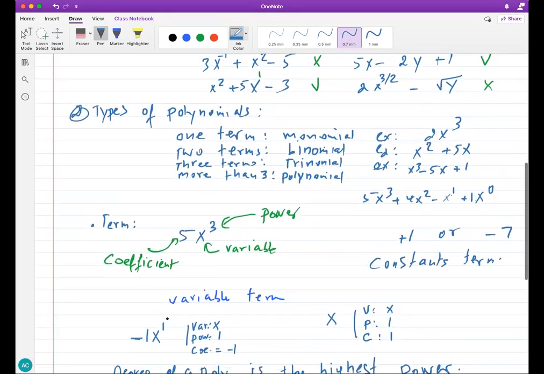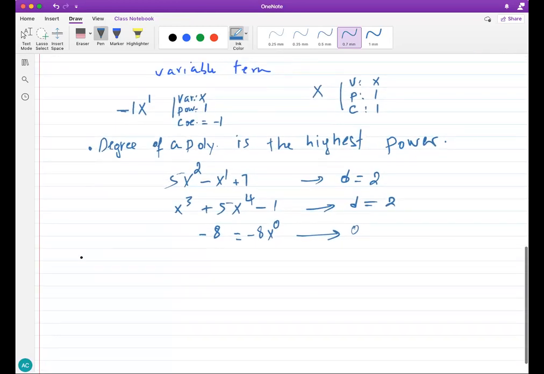All right, now let's see how to add polynomials, two or more. Any questions so far, everybody?